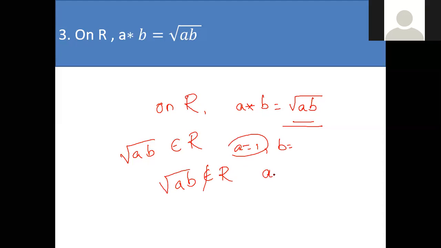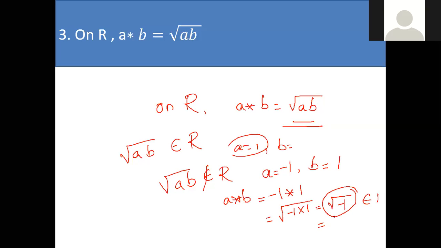Okay, I'll give an example. A is equal to minus 1 and B is equal to 1. Accordingly, A star B is square root of minus 1 into 1. So minus 1 into 1 is minus 1, and we get square root of minus 1. Whether square root of minus 1 belongs to real numbers? Yes, real numbers include both rational and irrational numbers. Okay, whether square root of minus 1 belongs to real numbers?